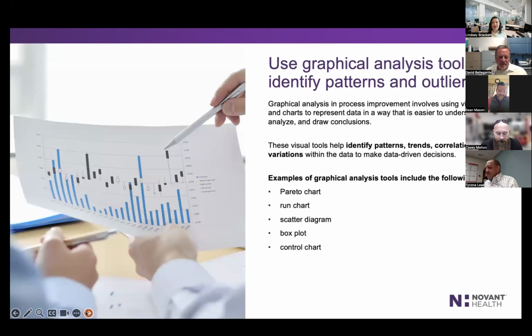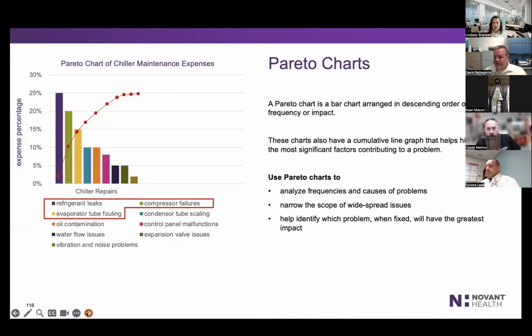All right, and here is just where we're going to show the graphical portion of it. So there are some charts that are beneficial to displaying the visual. And as we go down this, these are the examples. They've got the Pareto chart, the run chart, scatter diagram, box plot, and control chart. And so these next few slides are going to go through those.